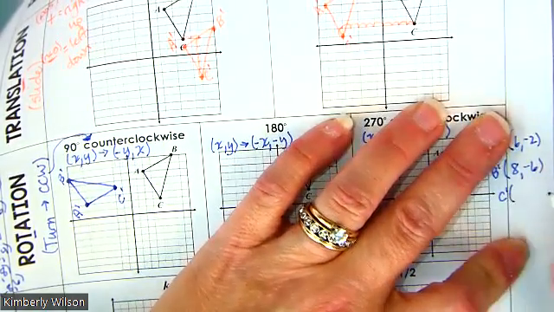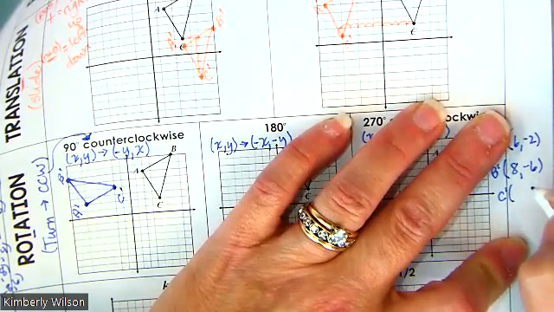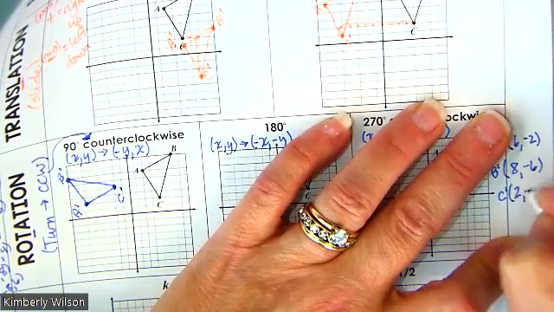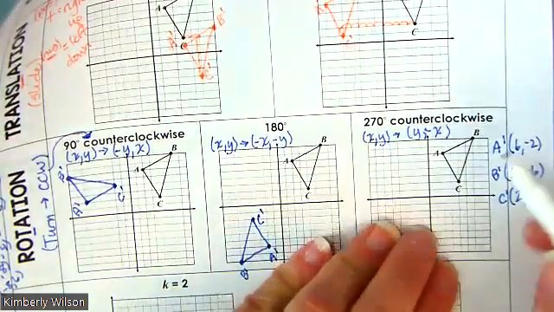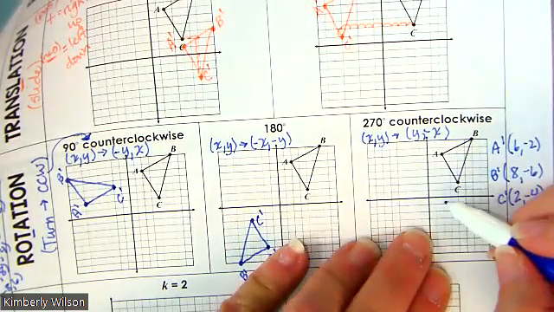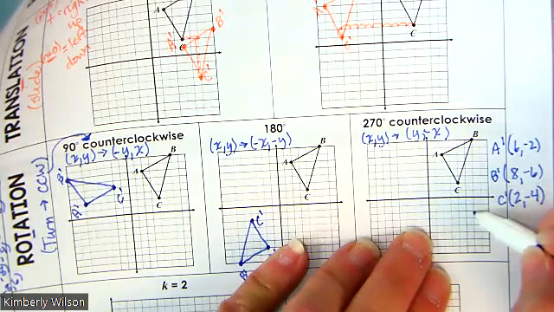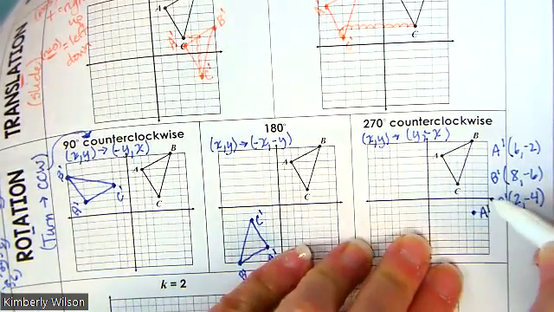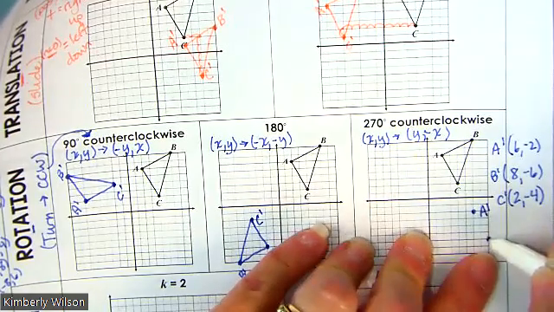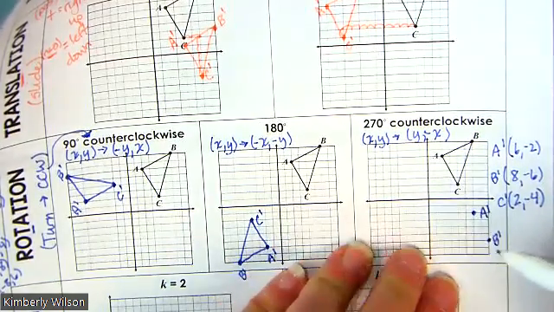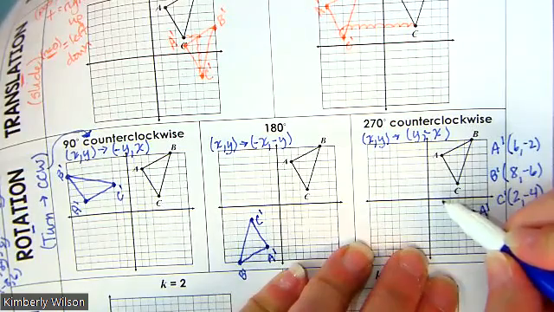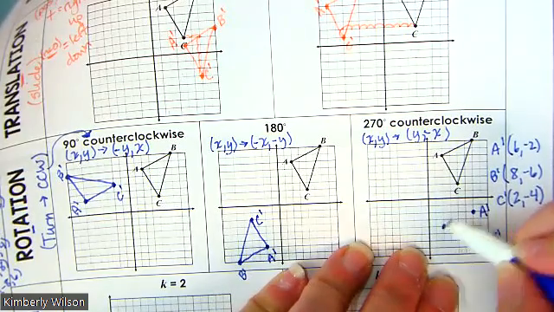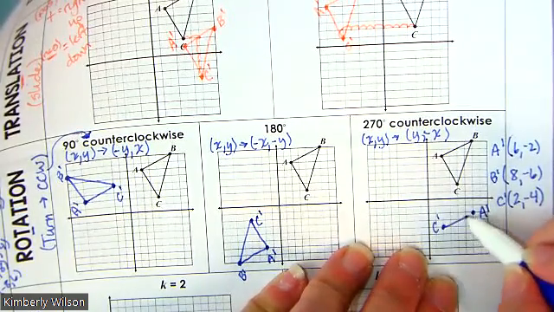The new C is going to be 2, -4. Now let's plot those. We have 2, 4, 6, -2. B is 8, -6. C is 2, -4. And we connect the dots.